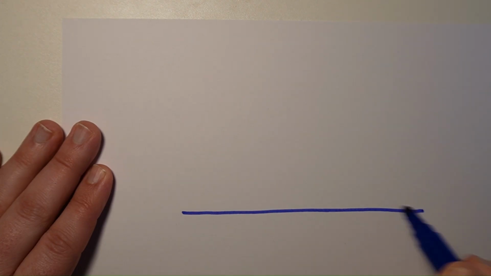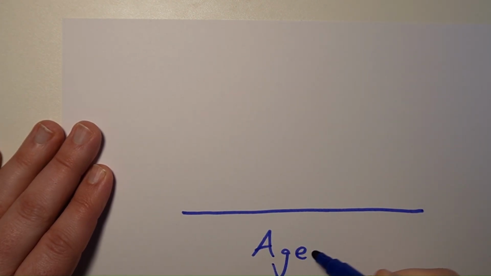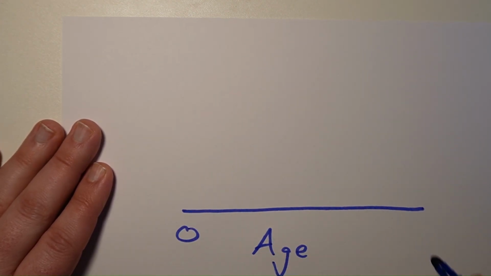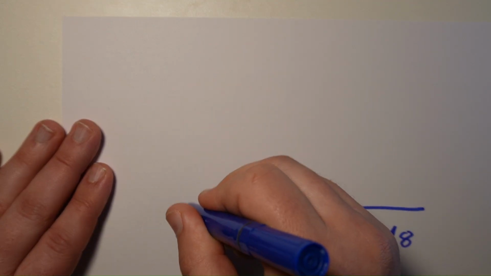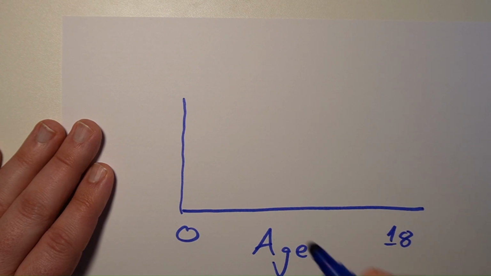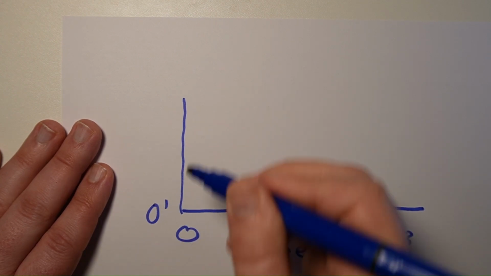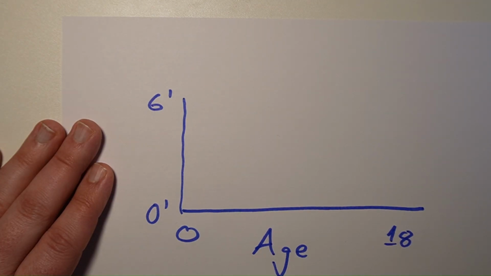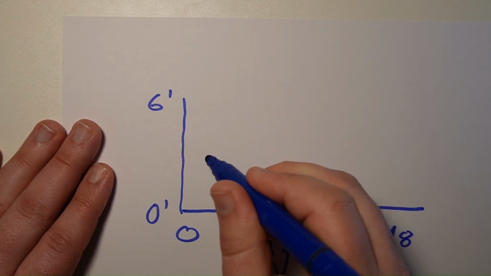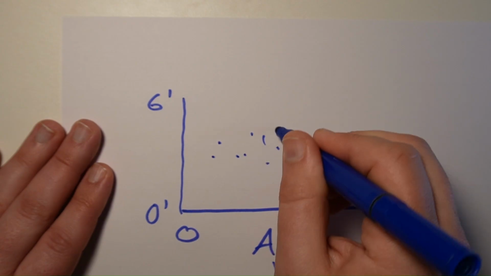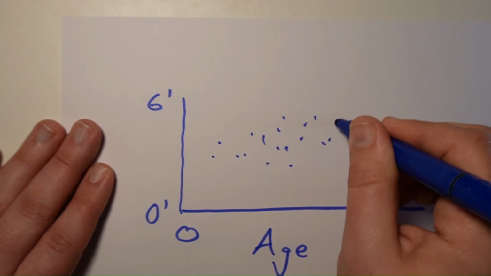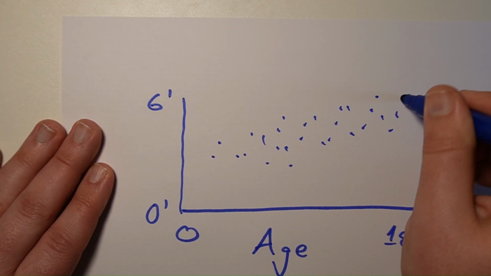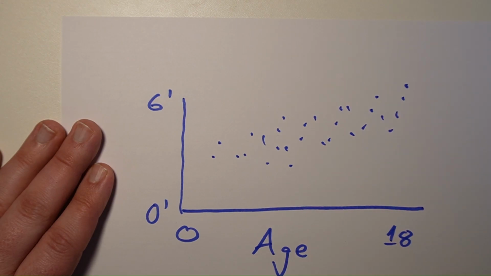So we've got an x-axis representing age, and on the left side is 0 years old, and on the far right is 18 years old. Then we'll have a y-axis for height, so we'll have 0 feet at the bottom and go all the way up to 6 feet at the top. I'm just making these data points up, but we can draw on a bunch of hypothetical data, and we'll make it really obvious that as you get older, you tend to get a little bit taller.